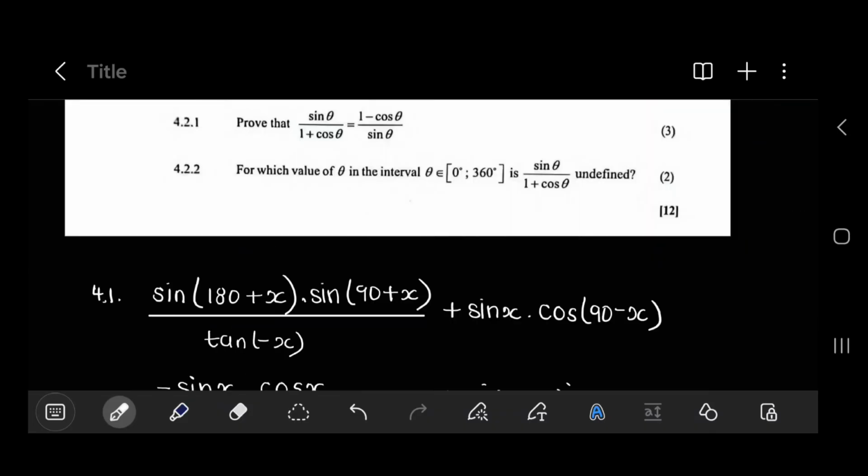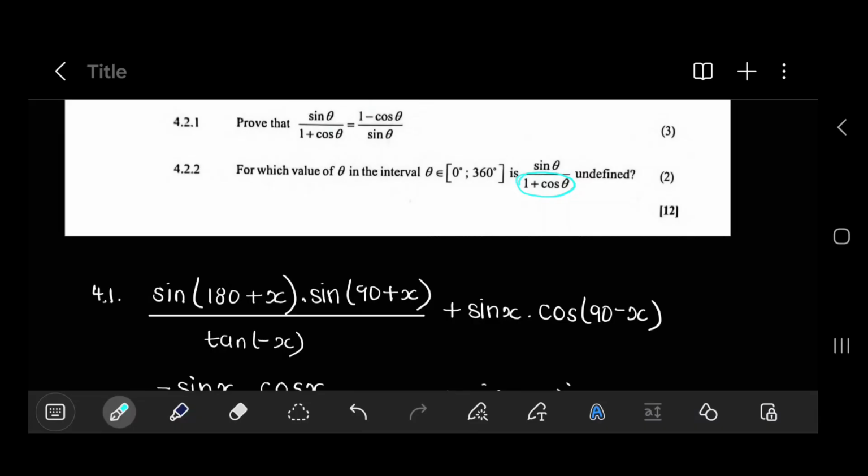Now, question 4.2.2 says, for which value of theta in the interval 0 to 360 is this fraction, sine theta over 1 plus cos theta, undefined? Now, a good question to ask yourself is, generally, when is a fraction undefined? A fraction is undefined when the denominator is equal to 0. We need to know, when is this denominator equal to 0?